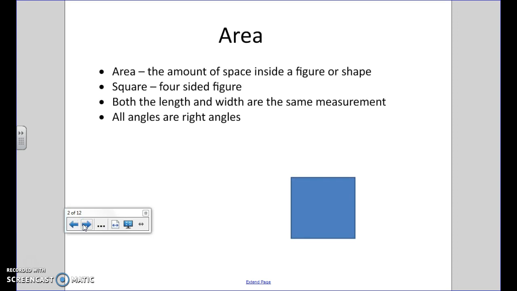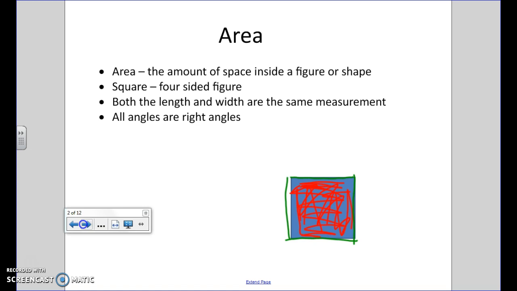Area is the amount of space inside a figure or shape. So when I refer to area on a square, I'm talking about how much space is inside here. You may know the word perimeter, which is how far it is around the shape. That would be referring to the perimeter. But we're going to talk about area today, which is the part inside the shape.